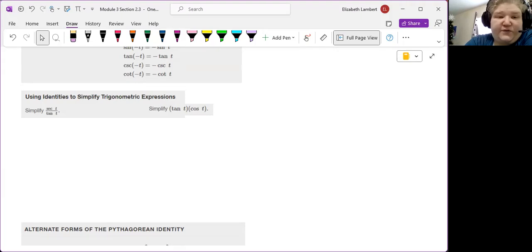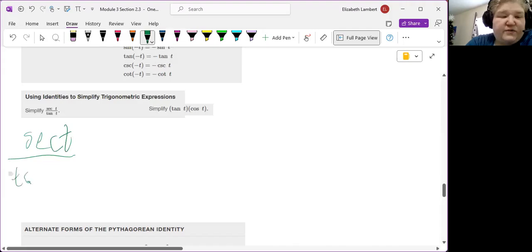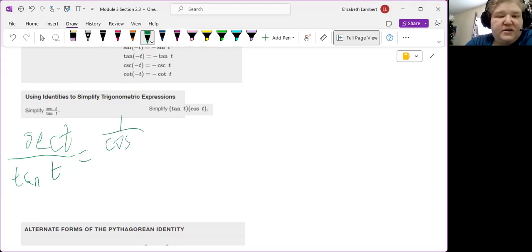So for our first simplify here, secant of t over the tangent of t. Secant is 1 over cosine, and then tangent is sine over cosine, with t's.